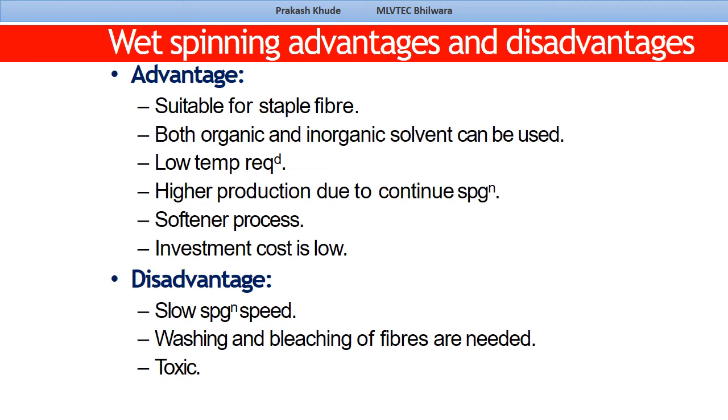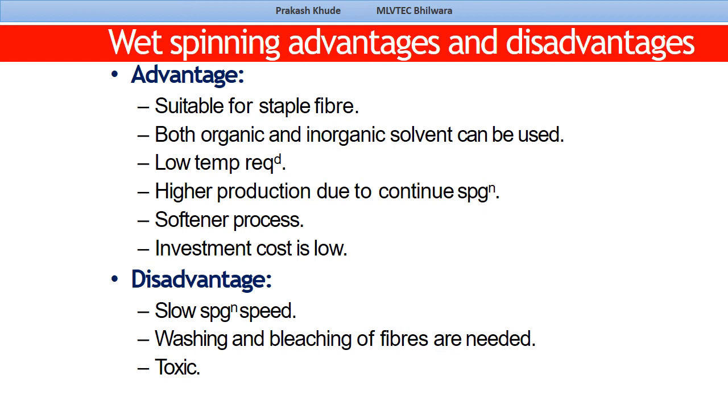Then we have the softer process. Then the investment cost is very low in case of wet spinning systems. The disadvantage of this system is the spinning speed, which is very slow. Next, washing and bleaching of the fiber are needed, and third is toxicity, due to the certain solvents and chemicals we need to use.